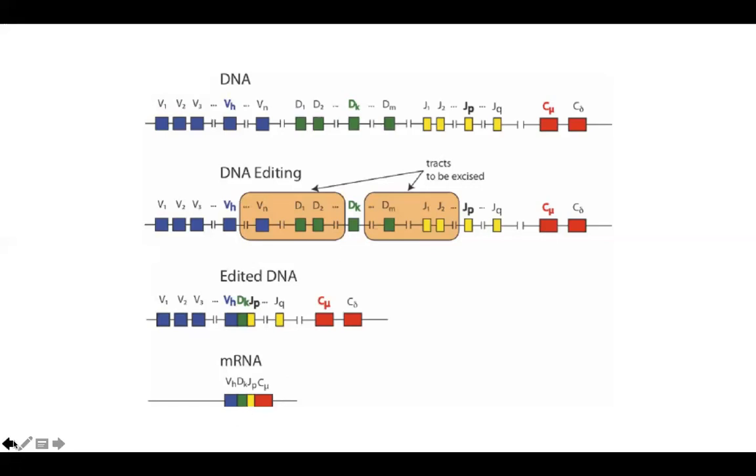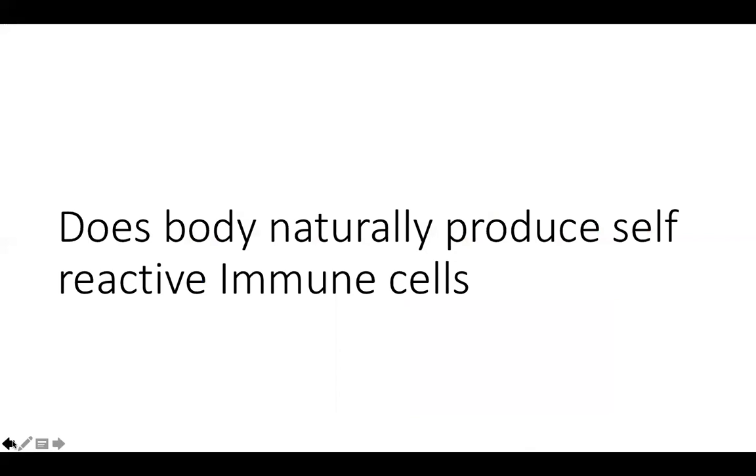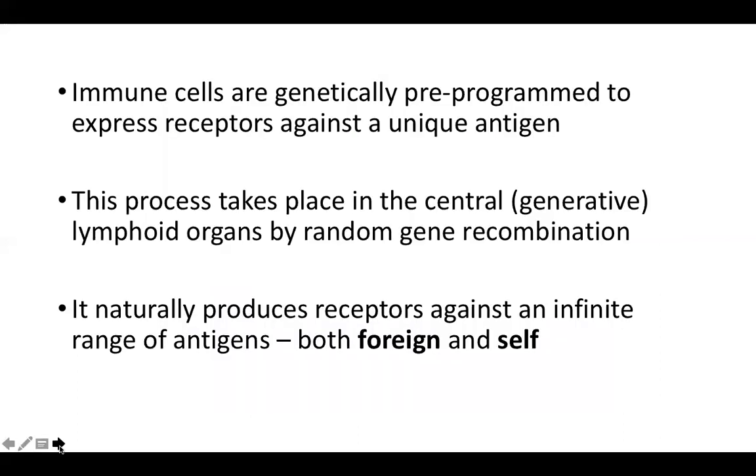So my question was, does the body naturally produce self-reactive immunocytes? What's your answer now? So immune cells, now this is very important to remember, okay, that marriages are made in heaven. What does that mean? The immune cells are genetically pre-programmed to express receptors against a unique antigen.